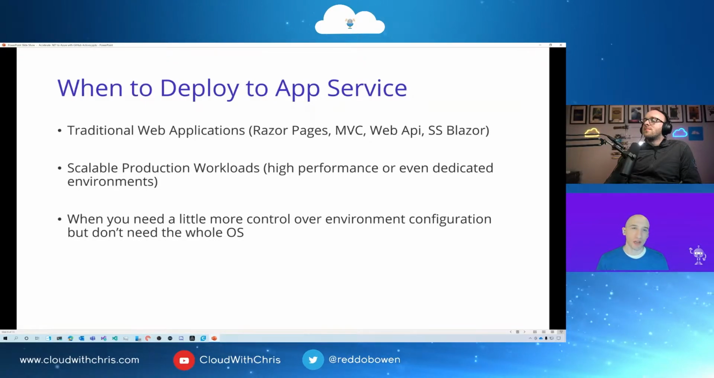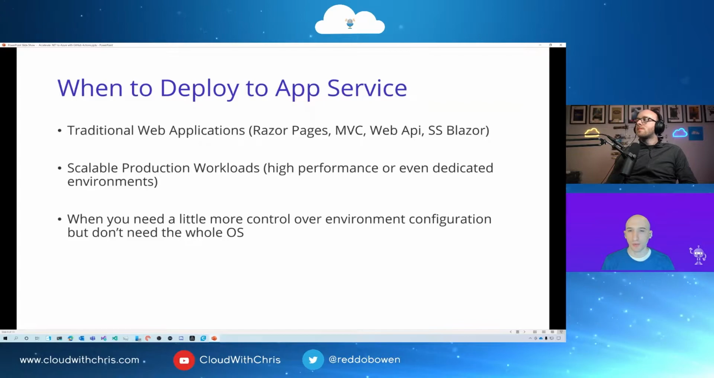App service is great because it's managed, but it's not so managed that you don't get access to some of the more underlying configuration that you might need. So I don't want to worry about patching my VM. I don't want to worry about Windows updates or these sort of things, but I do want to maybe configure some small settings that I would have if I was hosting in an IaaS environment, right? I have the ability to do that with app service.